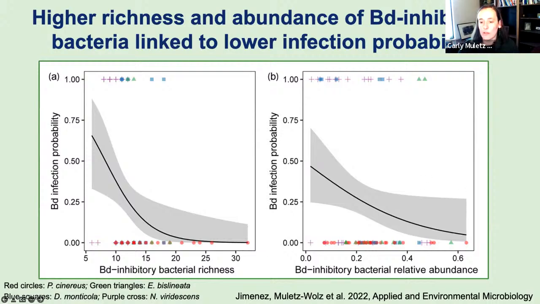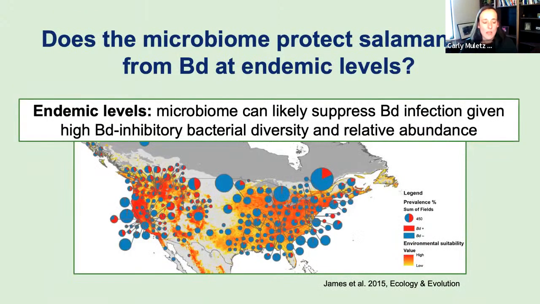And that is also similar if you total up the relative abundance of all of those BD inhibitory bacteria, the more of those that you have, the less likely you are to be infected. So not only do you have a high number of bacteria, but you also have a lot of those bacteria on your skin, and you're less likely to be infected with BD. So what we found here is the microbiome can likely suppress BD infection, given high BD inhibitory bacterial diversity and relative abundance. So it seems like the microbiome is playing a role.